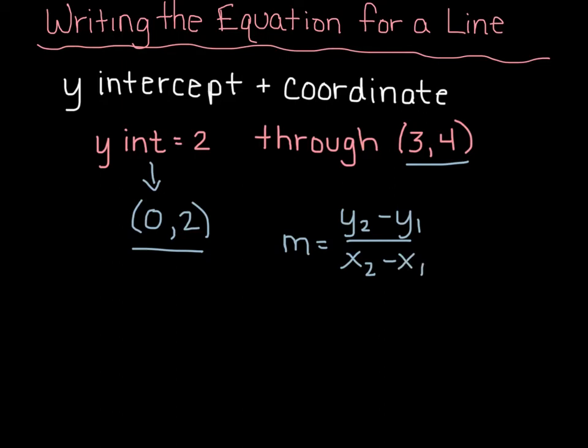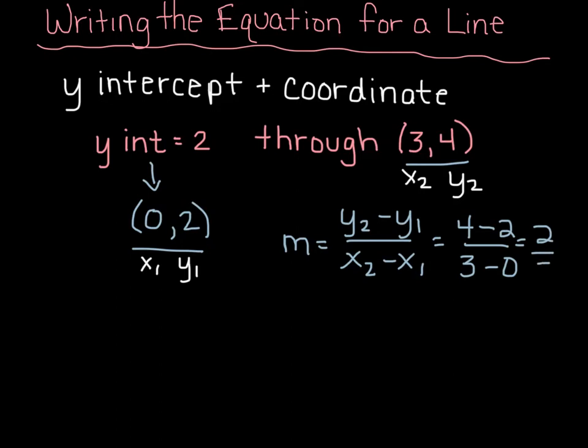And so let's see, I'm going to call the (0, 2) my coordinate number 1. So this would be x1 and y1, and this would be x2 and y2. So when I go to plug into this formula, y2 is 4, y1 is 2, x2 is 3, and x1 is 0. That's going to give me 2 over 3 as my slope. Now, I have my slope, my 2/3, and I have my y-intercept. So now I can jump straight to slope-intercept form, which is the most direct way to go.